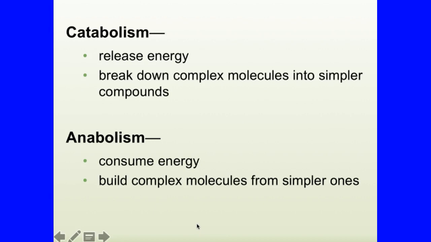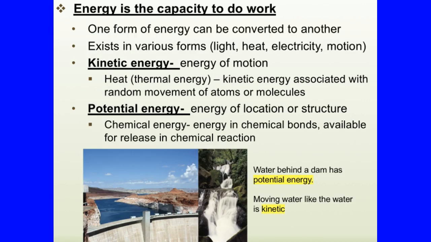So what is the definition of energy? Energy is the capacity to actually do work. So one form of energy can be converted to another, and it exists in many different forms. We've already talked about a couple. We've talked about the light energy from the sun, heat energy, electricity, and motion. So motion. If you all have taken physics before, you've heard these two types of energy before.